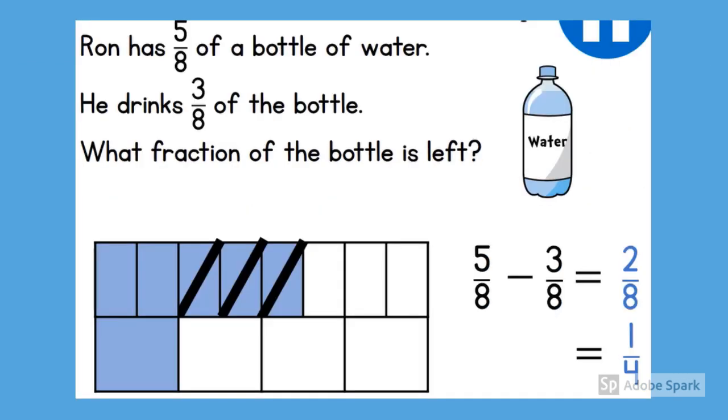So here's the answer. My bar model is split into 8 equal parts. I shaded in the 5 parts that Ron had, 5/8. He drank 3/8, so I crossed off 3. 5/8 take away 3/8 equals 2/8. But did you simplify the fraction? 2/8 is the same as 1/4.